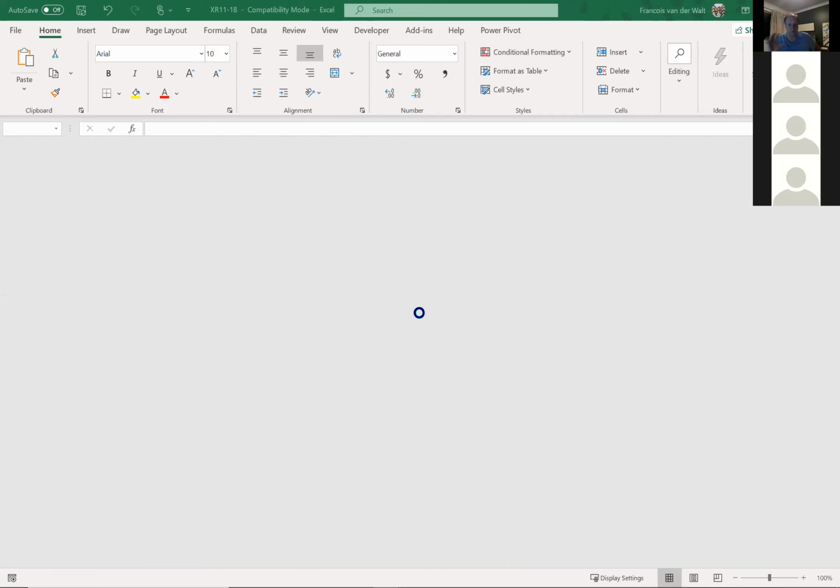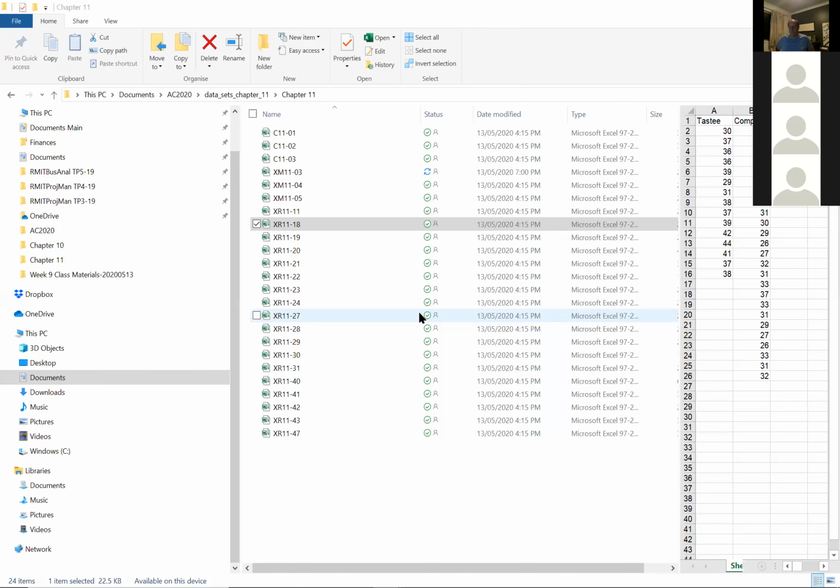You now know how to do the calculation for a single population or a single sample and extrapolate that to a population, and then you've done it for the other one as well.